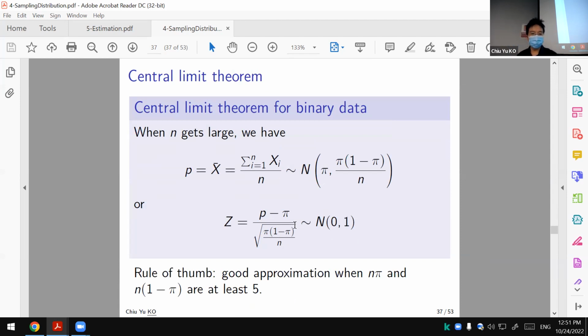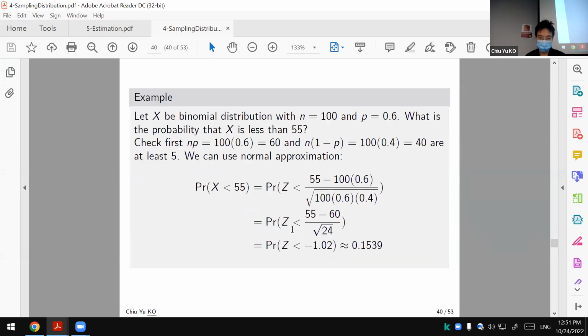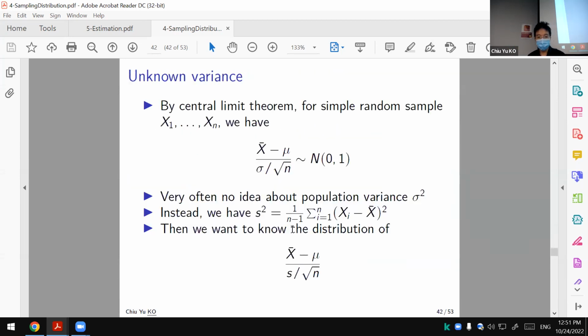The only thing required is that we need n times pi times 1 minus pi to be at least 5. That is not a restriction, usually satisfied. So later you will see we would have no problem using this in general. So probably we stopped here last time, somewhere in the middle.